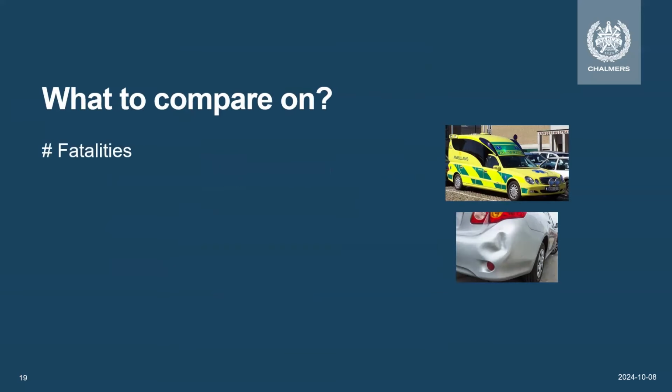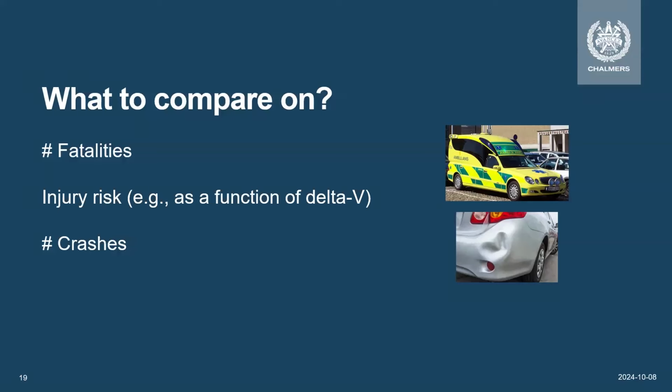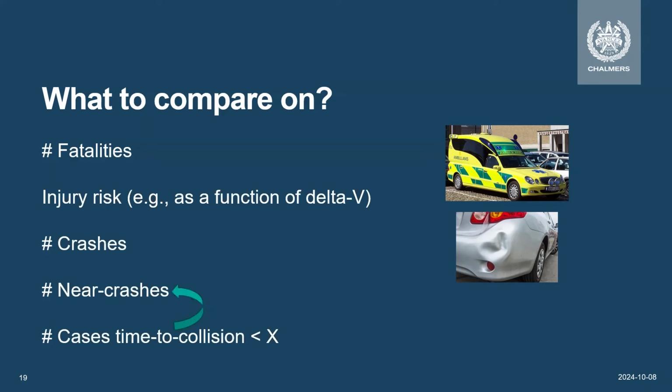So fatalities at the top, injury risk, different levels of injury, crashes, near crashes, cases with time to collision less than something, which is basically a near crash, depending on how you define it. Then the bottom part of this is more the safety surrogates, where you say, oh, I'm interpreting this as having an effect on safety at the end.